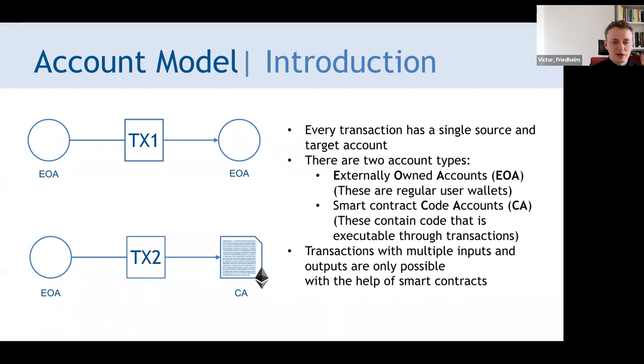So in the account model, this is slightly different. In the account model, every transaction has only a single source and target account that it interacts with. And there are fundamentally two different types of accounts. There are externally owned accounts, which we'll abbreviate with EOA, and these are typically regular user wallets that are owned by some private key, similar to how it works in the Bitcoin world. And then there are smart contract code accounts, which we'll abbreviate with CA, and these accounts can contain code that is executable through transactions.